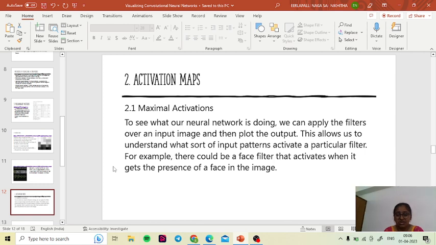To see what our network is doing, we can apply the filters over an input image and then plot the output. So this can allow us to understand what sort of input patterns activate a particular filter. For example, there could be a face filter that activates when it gets the presence of a face in an object. Or else let us see a few more examples. When you see a mask on your face, it gets activated and it will show the presence of the mask in the image. In such a way, we should be able to do that.